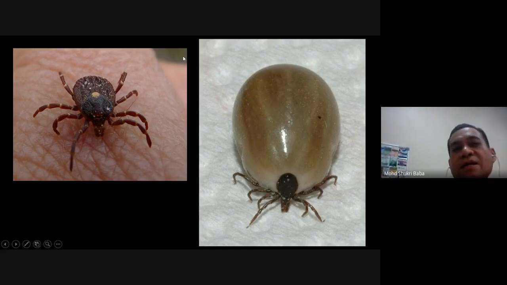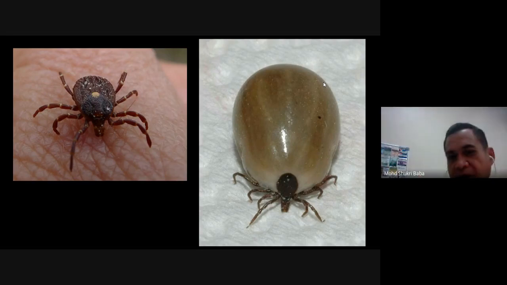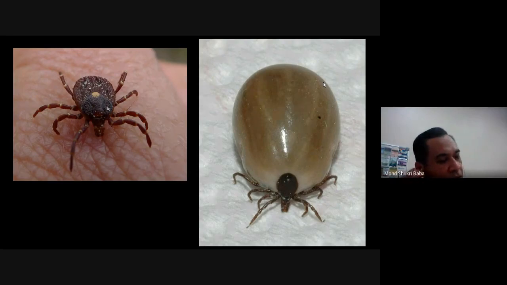So basically awak akan belajar lebih details dengan dia punya behavior of the ticks ni secara detail untuk tajuk khusus entomologi nanti. Okay, saya sendiri akan ajar topik ticks ini.